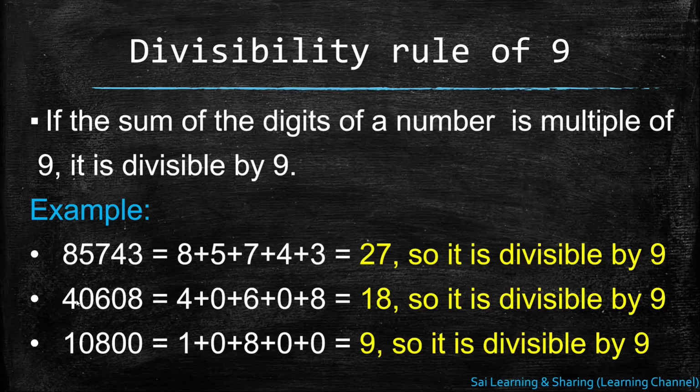Another example, 40,608. When we add the digits, we get 18. Hence 2 multiplied by 9 equals 18. Since 18 is a multiple of 9, it is divisible by 9. As you see, 10,800. When we add the digits, we get 9, and hence 9 is a multiple of 9. So it is divisible by 9. I hope you understand the divisibility rule of 9. Now let's move on to the questions.